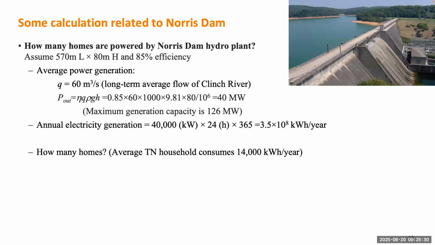How many homes can this power plant power each year? I can find the data from Google, which is 14,000 kilowatt hour per year for an average Tennessee household. Which means it can power 25,000 households. Okay, so that is about 29 to 30%, because the homes in Knoxville is about 85,000 homes. Okay, so quite a lot. A considerable portion of the residential load can be powered by this single power plant.